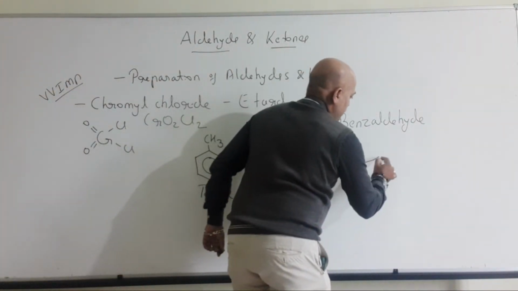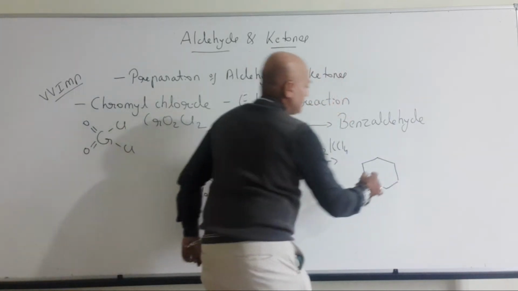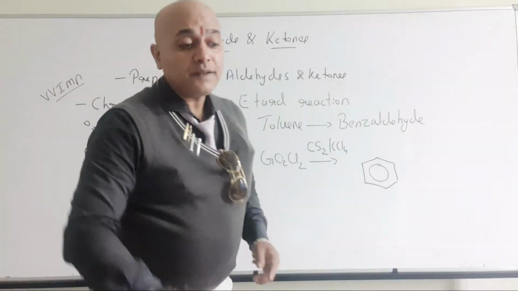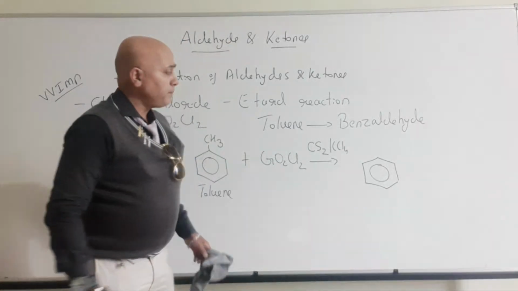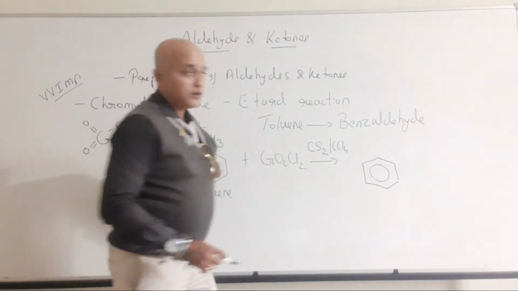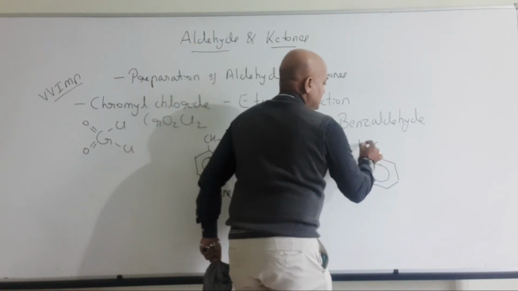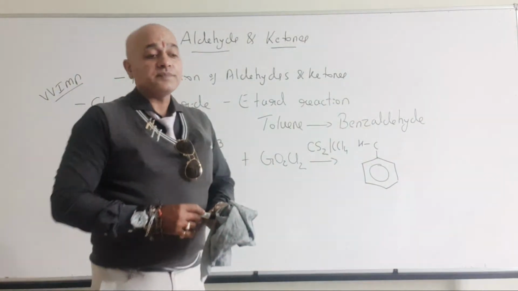You have to write the intermediate also, or the main product should be appropriate. There will be formation of an intermediate, which is nothing but a chromium complex with the toluene. A chromium complex with the toluene. So CH. Okay, there will be presence of CH.